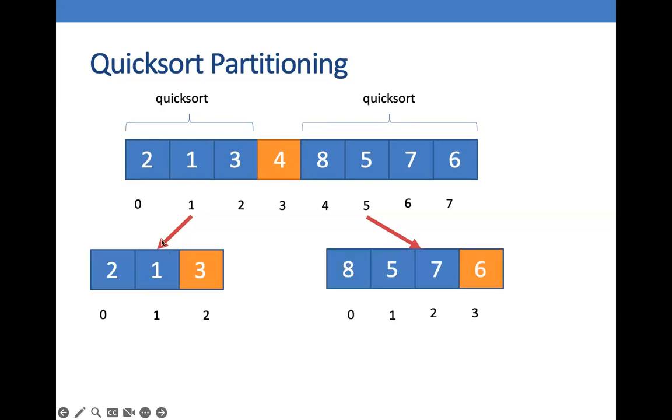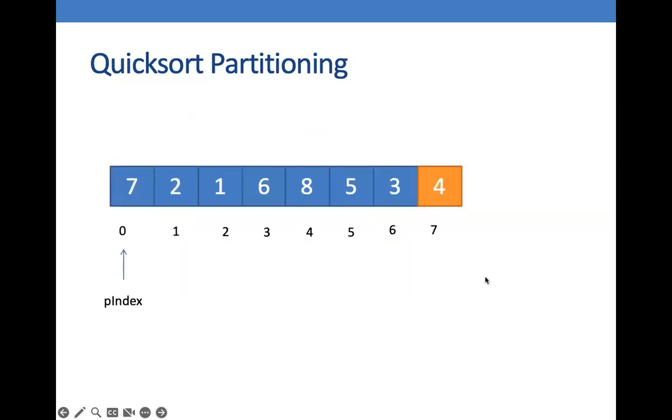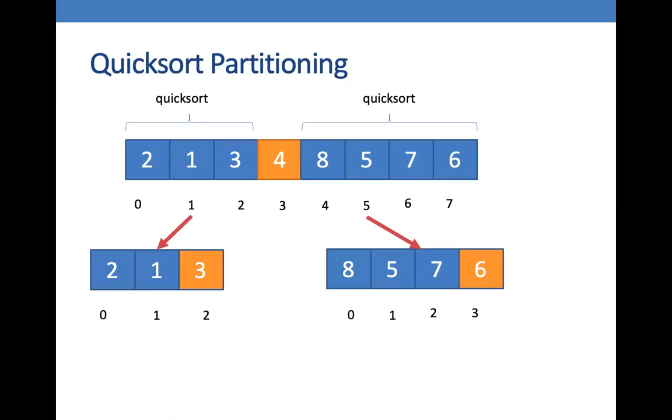So now, performing quicksort on the left half, which is composed of 2, 1, and 3, we will assume also that 3, the last element, will be our starting pivot, and we will find its place. And for the right half, we will also assume that the last element, which is 6, will be our pivot.